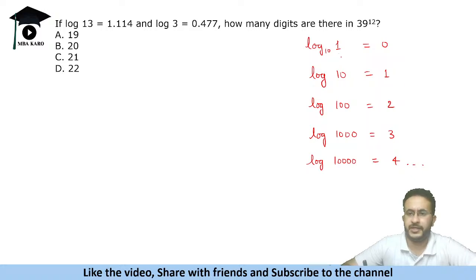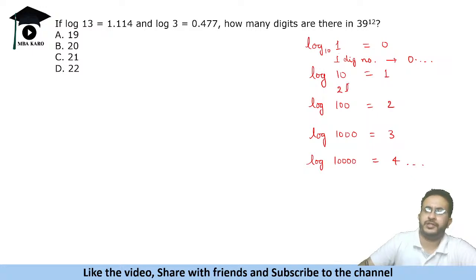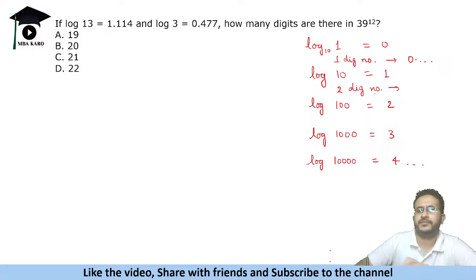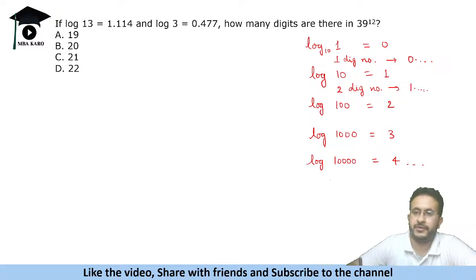it lies somewhere between 1 and 10. 1 is also a one digit number. If you take a one digit number, where will its log lie? Between 0 to 1, 0 point something, less than 1. If you take a two digit number, I'm explaining the logic behind it, and then you can straight away calculate it, right? So if you take a two digit number, that is 10 or greater than 10, its log will be 1 point something.